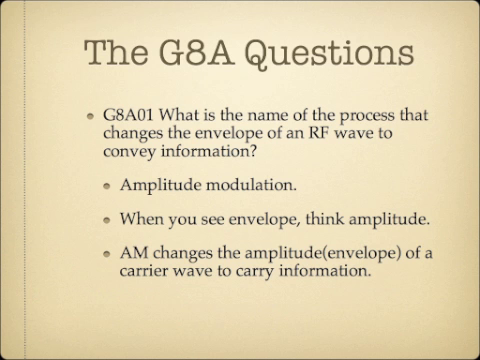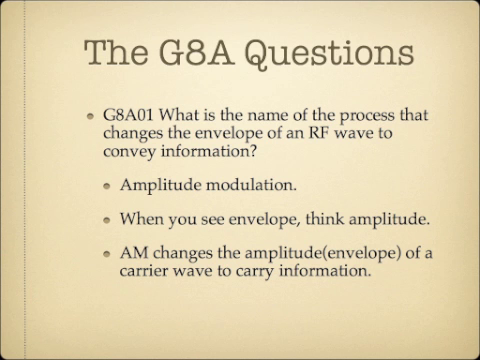What is the name of the process that changes the envelope of an RF wave to convey information? Now, this process is called amplitude modulation, which you may know as AM. And when you see envelope, you can think amplitude, and that's probably the simplest explanation you need for the exam. Amplitude modulation changes the amplitude or the envelope of a carrier wave to carry information. So basically, it makes the peaks and the valleys higher or lower over the sine wave of the RF signal. So amplitude modulation is the name of the process that changes the envelope of an RF wave to convey information.